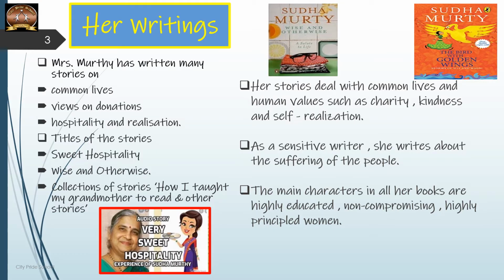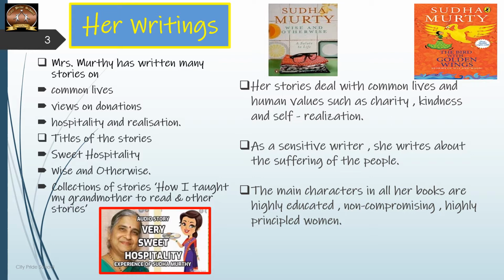She's written books of different genres. So, for example, her stories are on common lives, then views on donation, hospitality and realization. The titles of the stories which have the theme of hospitality and realization are Sweet Hospitality, Wise and Otherwise. Then she's also written a collection of stories, How I Taught My Grandmother to Read and Other Stories. So actually this particular lesson, which is a part of our main course book, is a part of this book, How I Taught My Grandmother to Read and Other Stories.